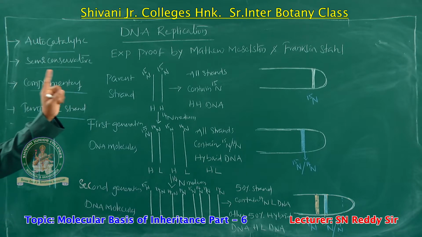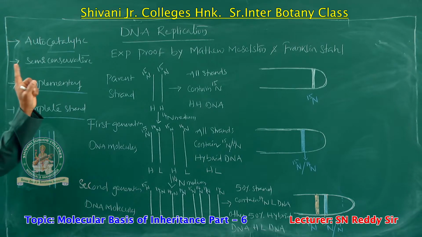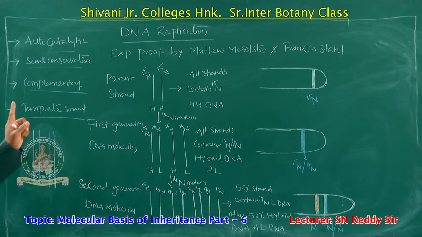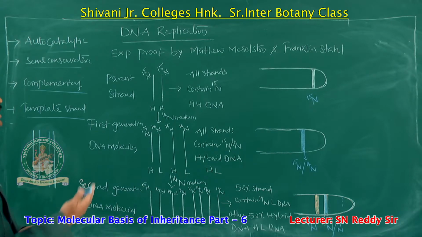Now, this DNA replication is an autocatalytic process and a semi-conservative process. That means in DNA, each strand generates its own copies. When the strand generates its own copies, that is the autocatalytic process.